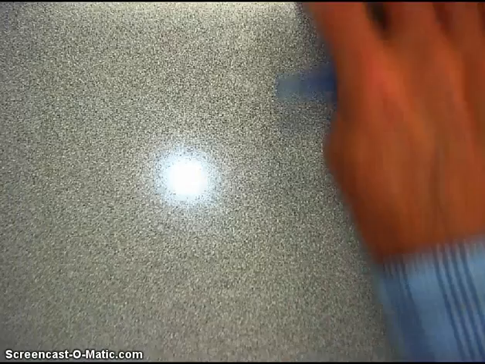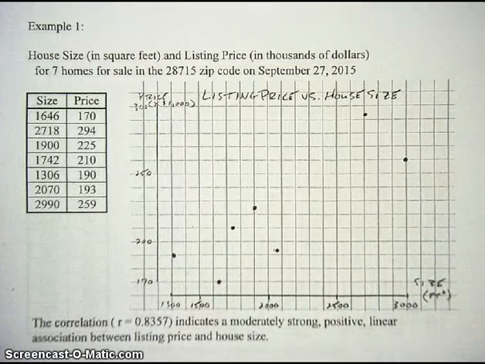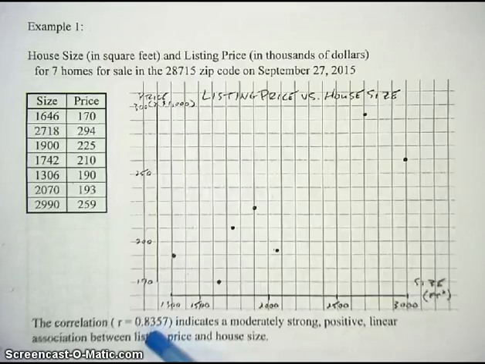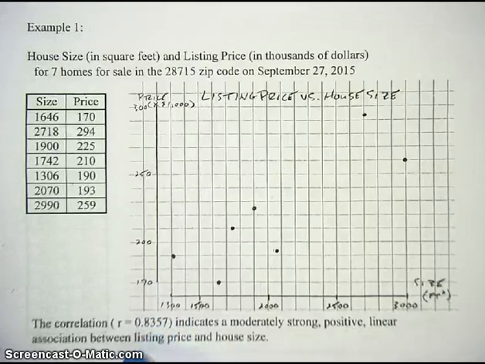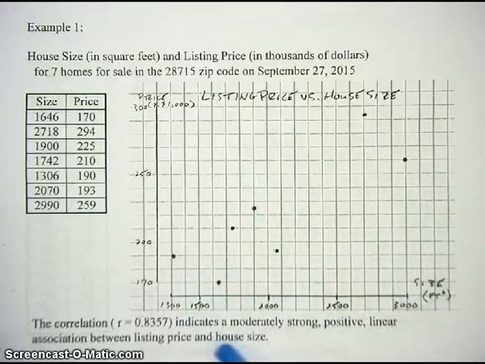Now, in the previous video on scatter plots, we drew some pictures. This one is the first example from that video on listing price versus house size. And we have the data here. I calculated the correlation using my calculator rather than the formula, and I got that the correlation was equal to 0.8357 for the linear association between these two variables, listing price and house size. That indicates a moderately strong positive linear association between listing price and house size.